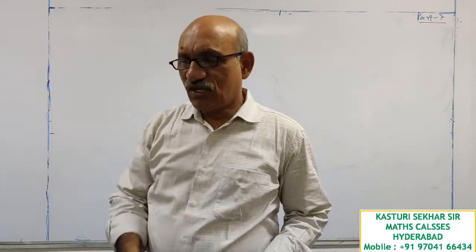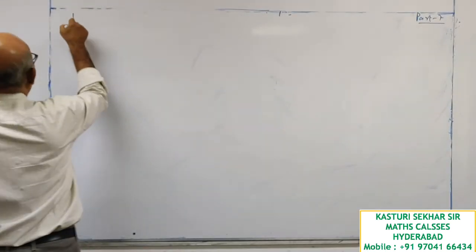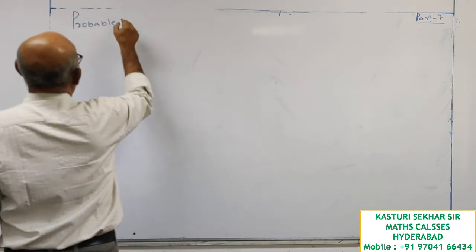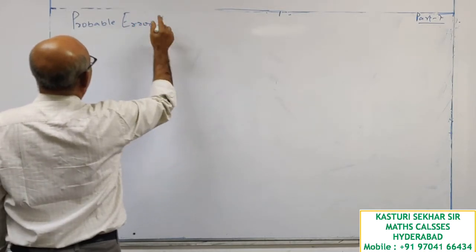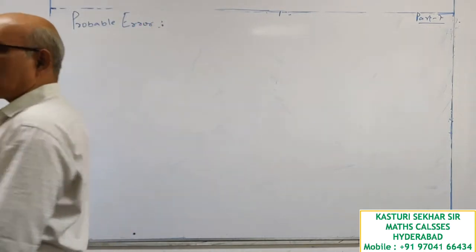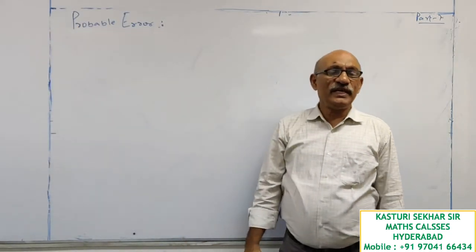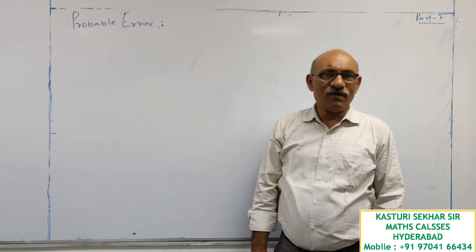Next point for discussion is probable error. Probable error means it is a test for the reliability of calculated value of R.